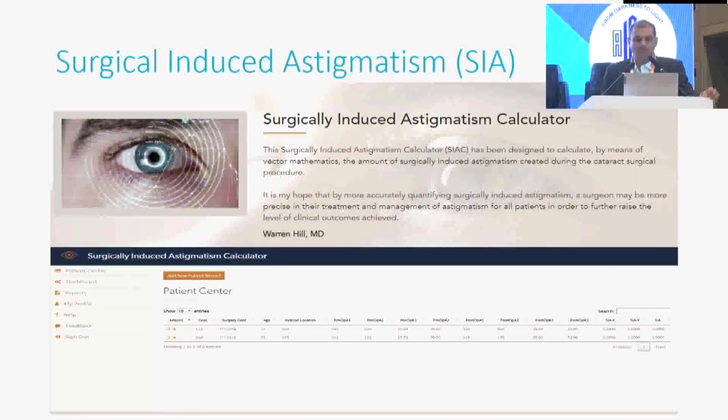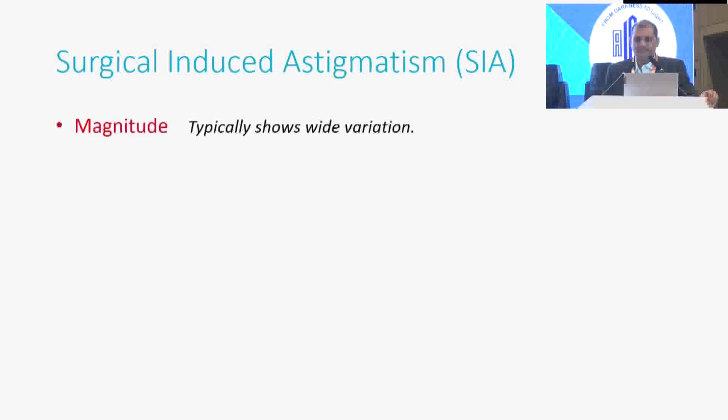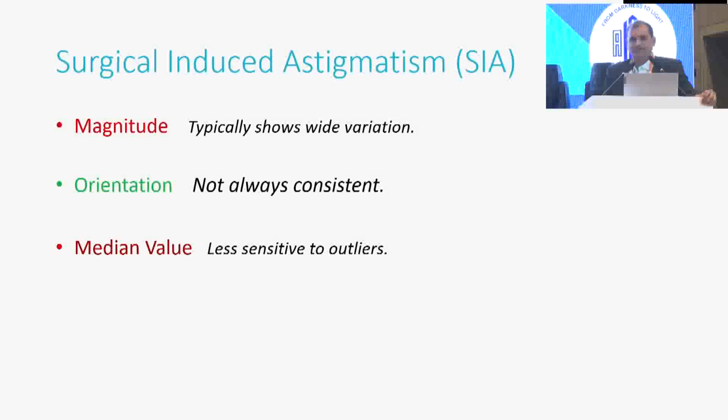Now SIA, you all know that the SIA calculator which is available online, Dr. Warren Hill's calculator, you have to put in your data and it will give your SIA value. But still there is a problem in the SIA that the magnitude is not proper for the validation. Suppose that Dr. Shail is operating on the patient and he is getting an SIA for the same incision of 2.4 of 0.32, and I am operating with the same 2.2, same site, I am getting 0.38. So SIA is always a different magnitude with wide variations. Orientation is also not a consistent part. Median value is less sensitive, particularly when there are outliers.